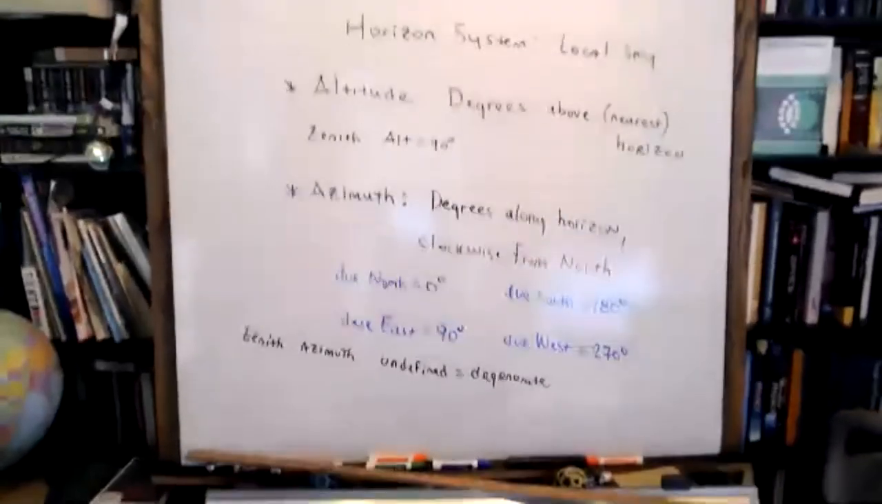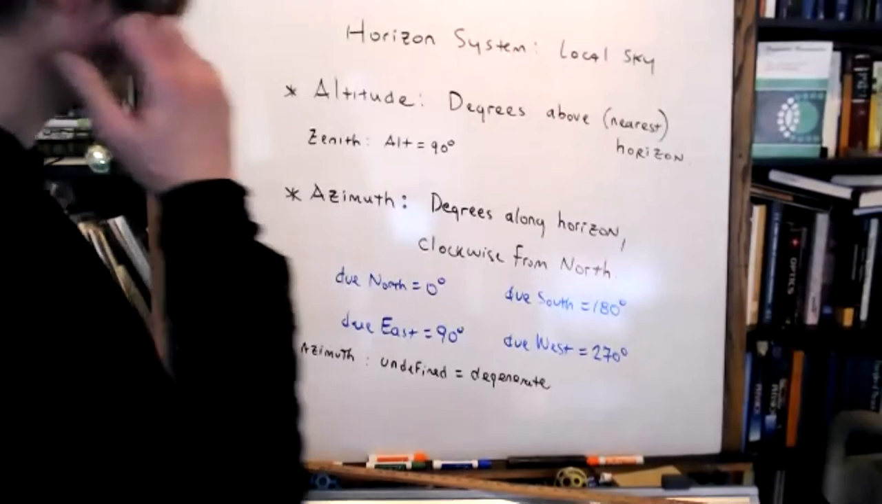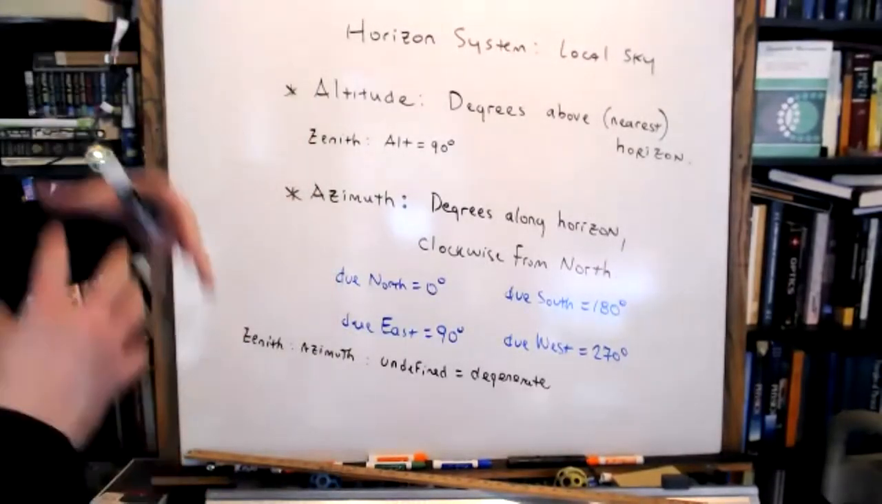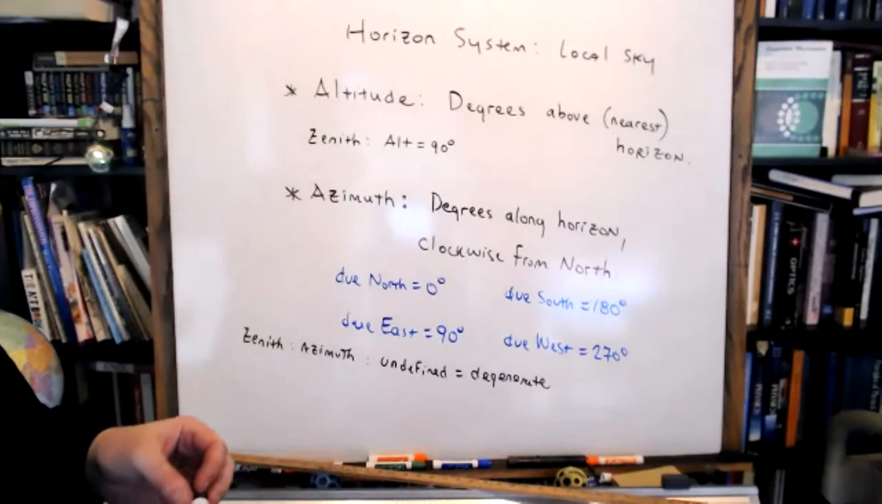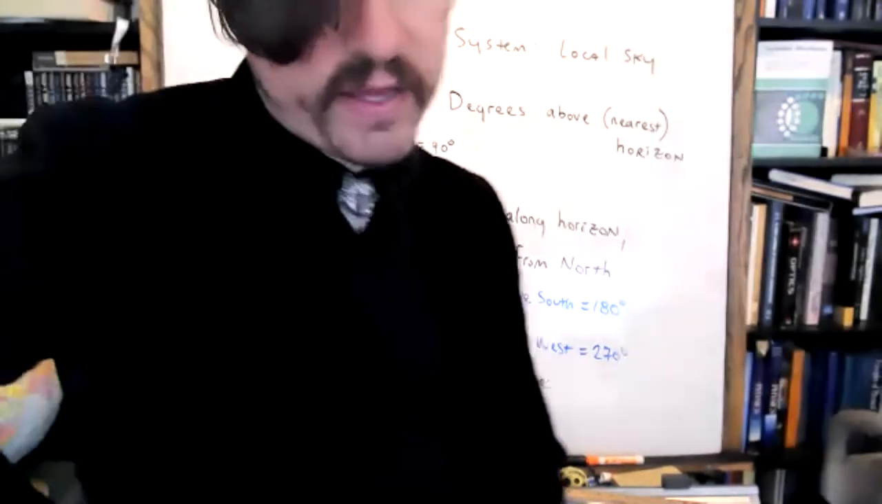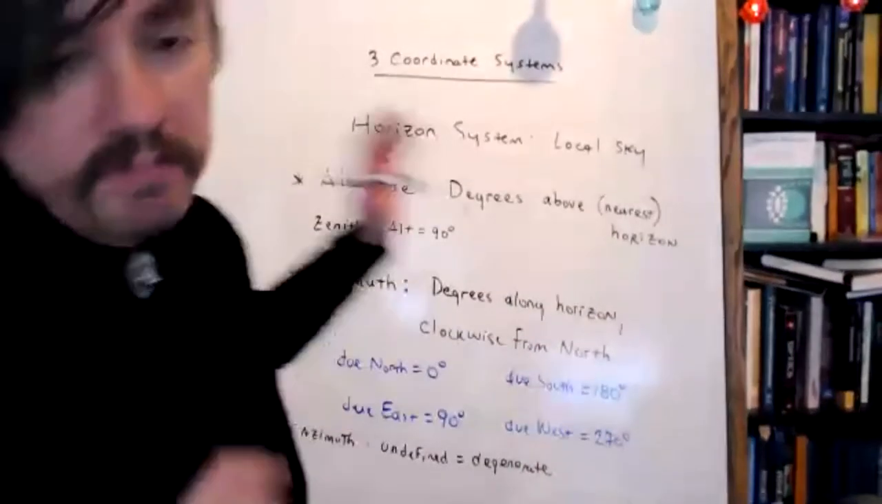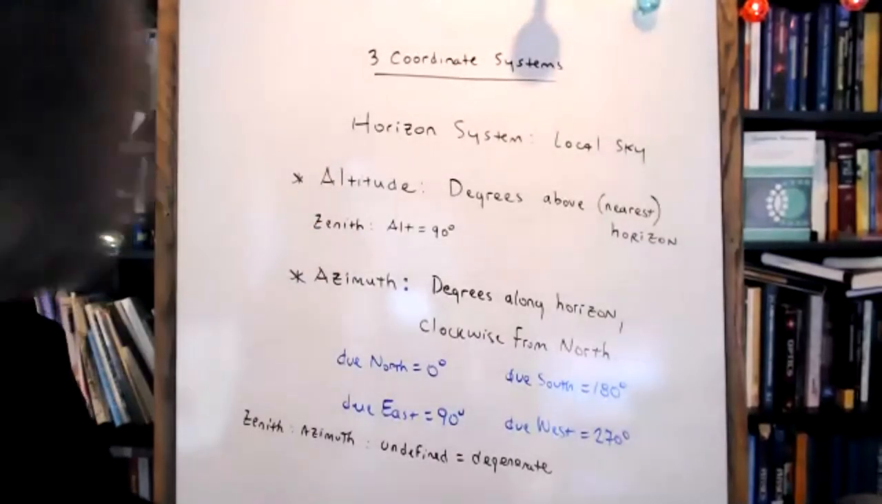Nicely done. Okay, now you guys know a little bit about how to find a star in the sky. You know a little bit about how to find your place on Earth. Let me see if I've got time for moon stuff. I've got a little bit of time for moon stuff, or maybe we won't get it all. Okay, put that on ice. We're going to need that in a little bit.